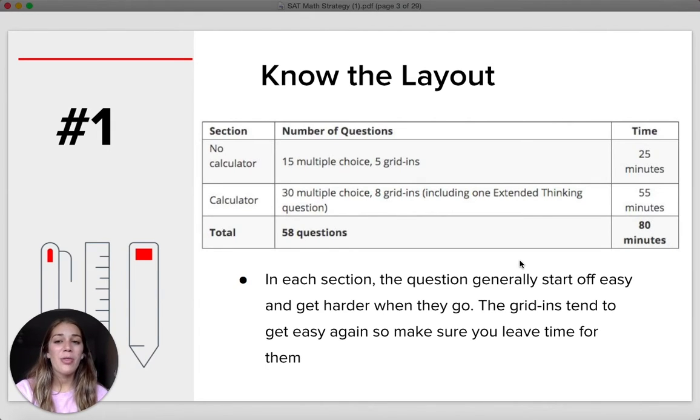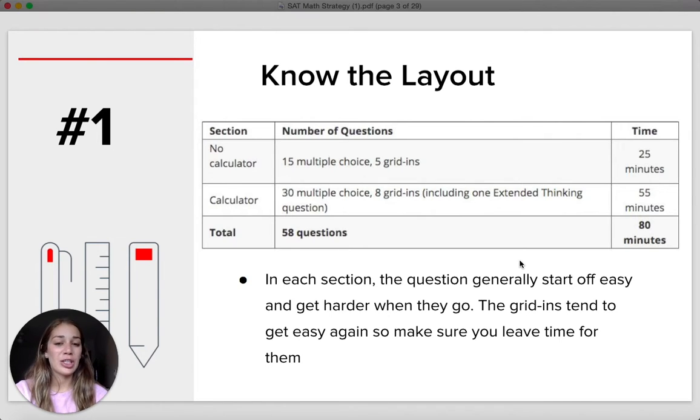On SAT math, we have 2 different math sections. Section 3, the no calculator section, and Section 4, the calculator section. For Section 3, there are 20 questions total, 15 multiple choice, and 5 grid-ins. You have 25 minutes to complete those questions. For the calculator section, you have 38 questions, 30 multiple choice, and 8 grid-ins, with 55 minutes to complete those. So in total, that's 58 questions in 80 minutes.